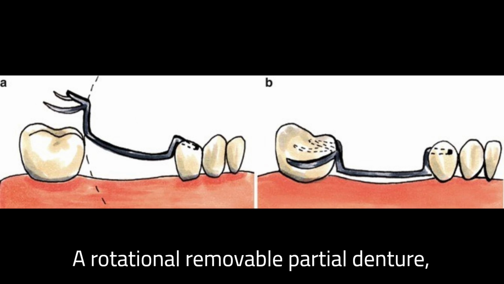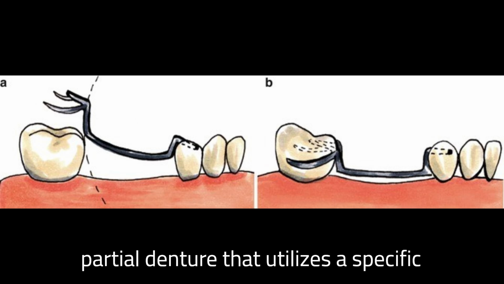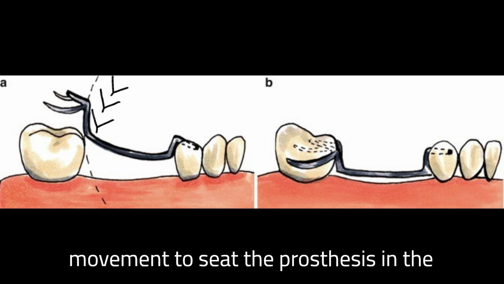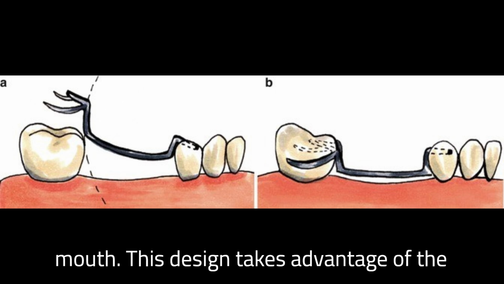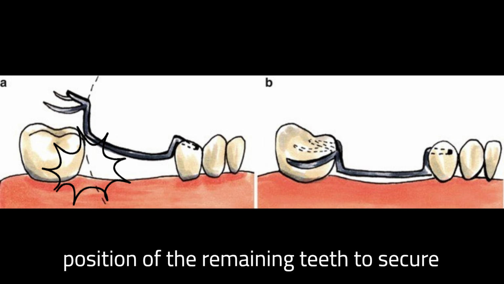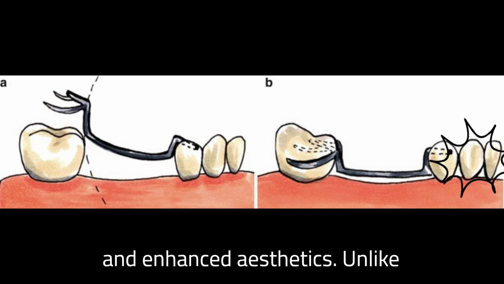A rotational removable partial denture, or rotational RPD, is a type of removable partial denture that utilizes a specific path of insertion involving a rotational movement to seat the prosthesis in the mouth. This design takes advantage of the natural anatomy of the arch and the position of the remaining teeth to secure the denture with minimal visible clasps and enhance aesthetics.